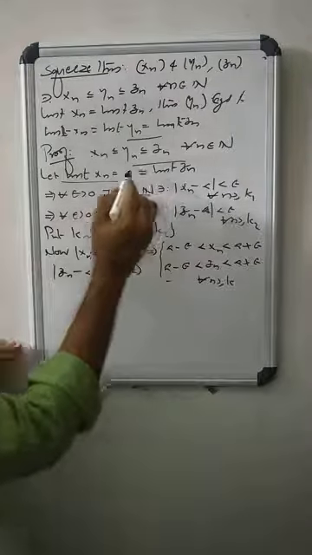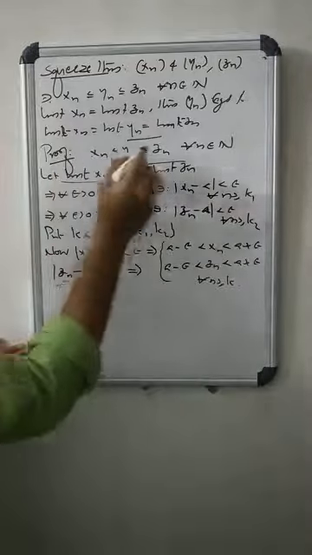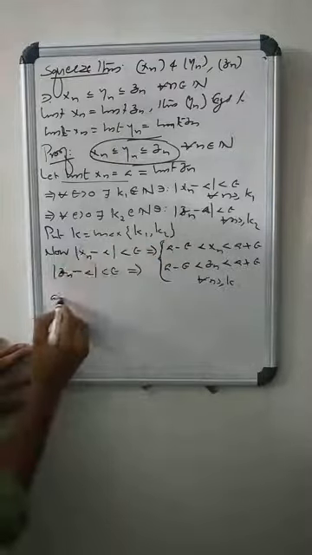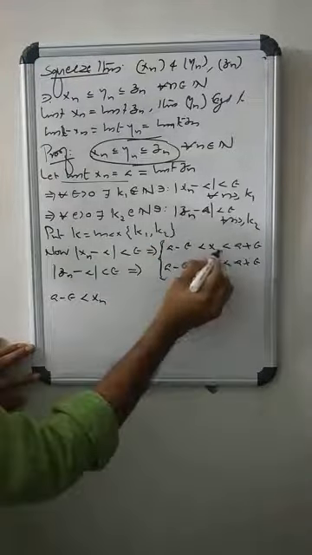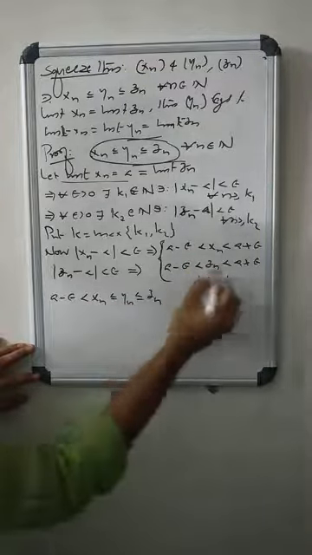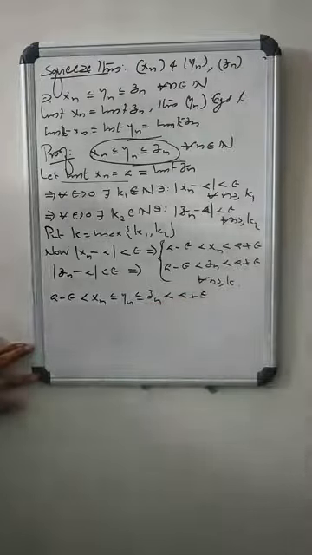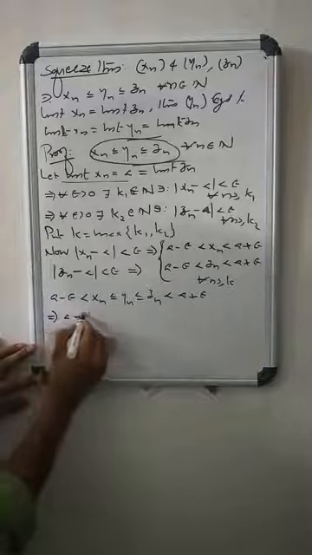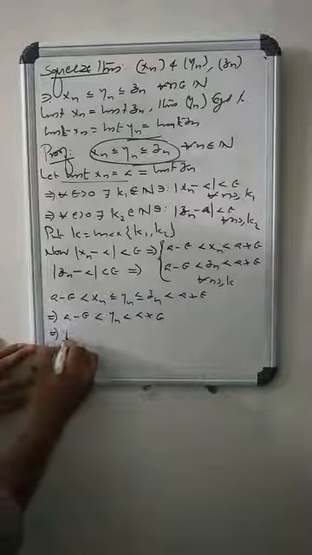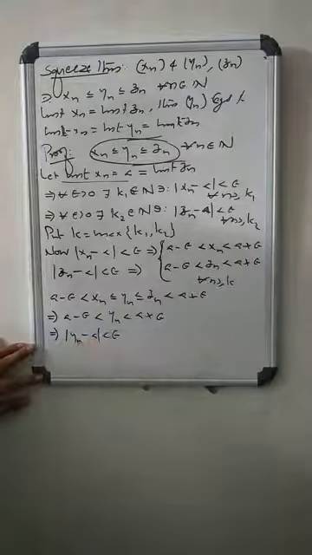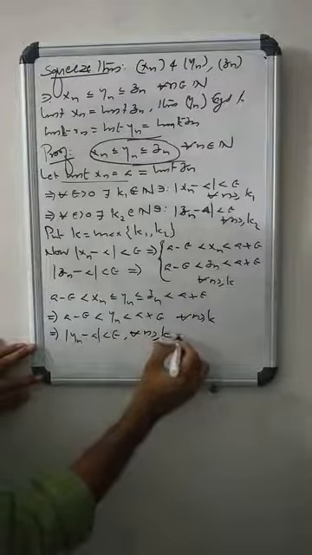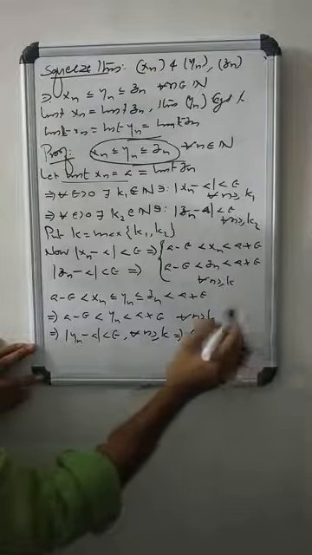Agree. But what is given? xn less than or equal to yn less than or equal to zn. Come to this condition and combine these conditions. So we have a minus epsilon less than xn, but xn is less than or equal to yn less than or equal to zn, and zn is strictly less than a plus epsilon. That means a minus epsilon less than yn less than a plus epsilon. That means modulus of yn minus a is strictly less than epsilon for all n greater than or equal to k, which implies the sequence yn converges to a.